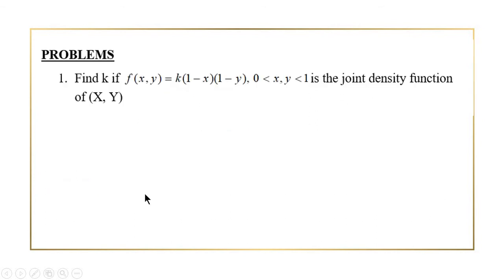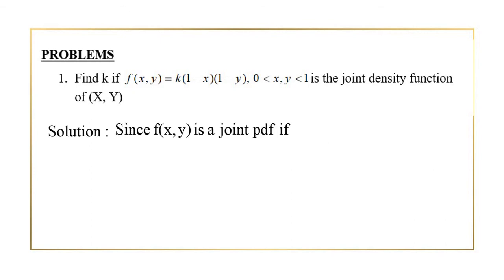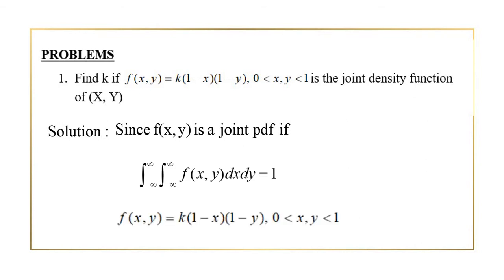Problem 1. Find k if f of xy is equal to k into 1 minus x into 1 minus y, where 0 less than x comma y less than 1, is the joint density function. Given that our function is a joint PDF, the overall integration must be 1. But since this is our function, let us look for the values of x and y.